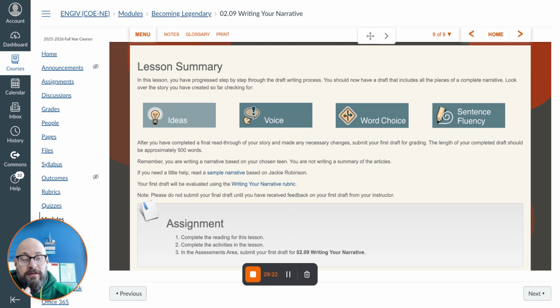Maybe you didn't spend enough time in your exposition and maybe you're missing information there. Or maybe your resolution is too short and it's unclear. Maybe you forgot to put in your dialogue. Remember, it said you needed at least 2 lines of dialogue in multiple places here. There's nothing wrong with adding more dialogue. You just have to have that minimum of 2.